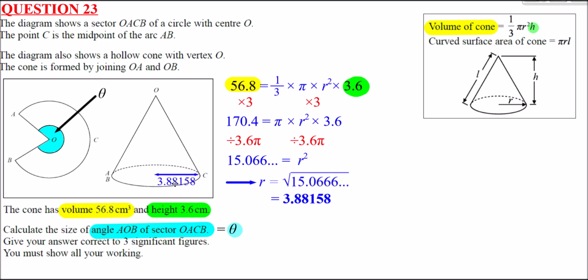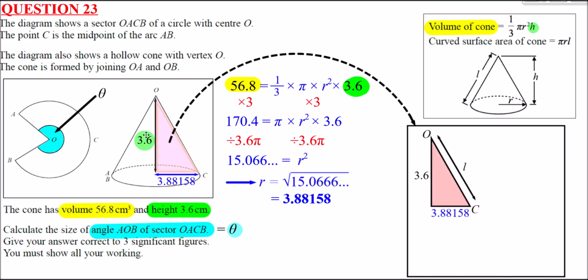So next, we can add this on like so. And we can also add on this diagram that the height is 3.6. So if we just consider this triangle from O to the middle to C, this is a right angled triangle and we know two sides of it. We know the height's 3.6 and the base is 3.88158. So we should be thinking of Pythagoras because we can work out the hypotenuse O to C. So if I just shade this in pink and expand it and give myself some space over here, we can consider Pythagoras' theorem to work out from O to C, which is the same as this length L, which is called the slant height of the cone.